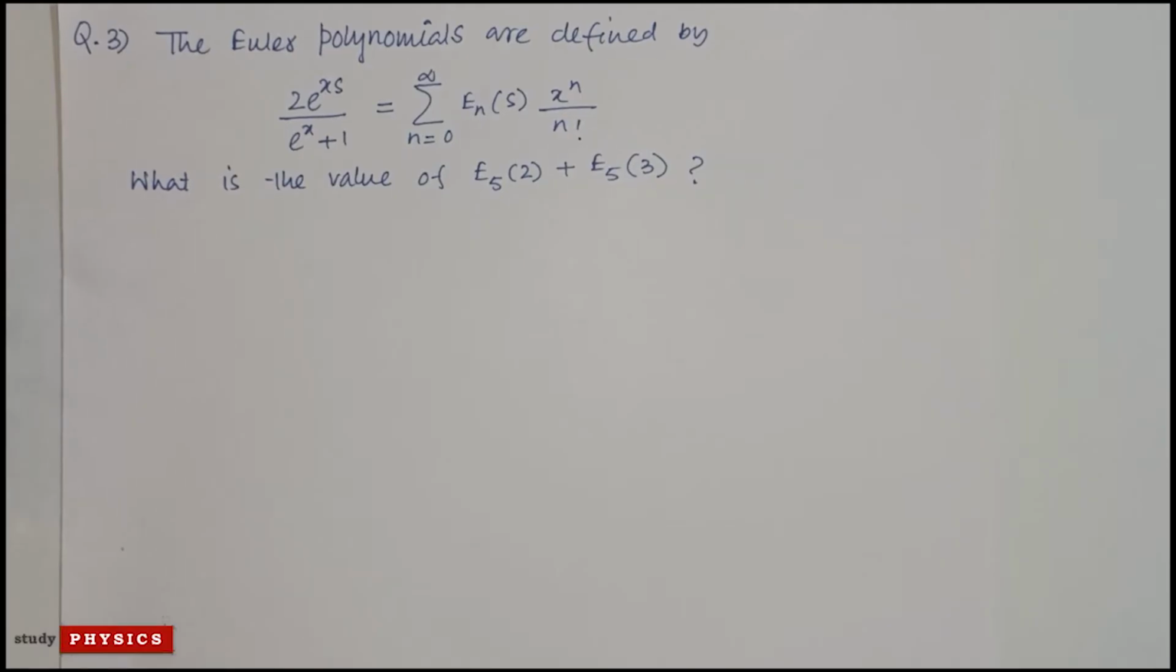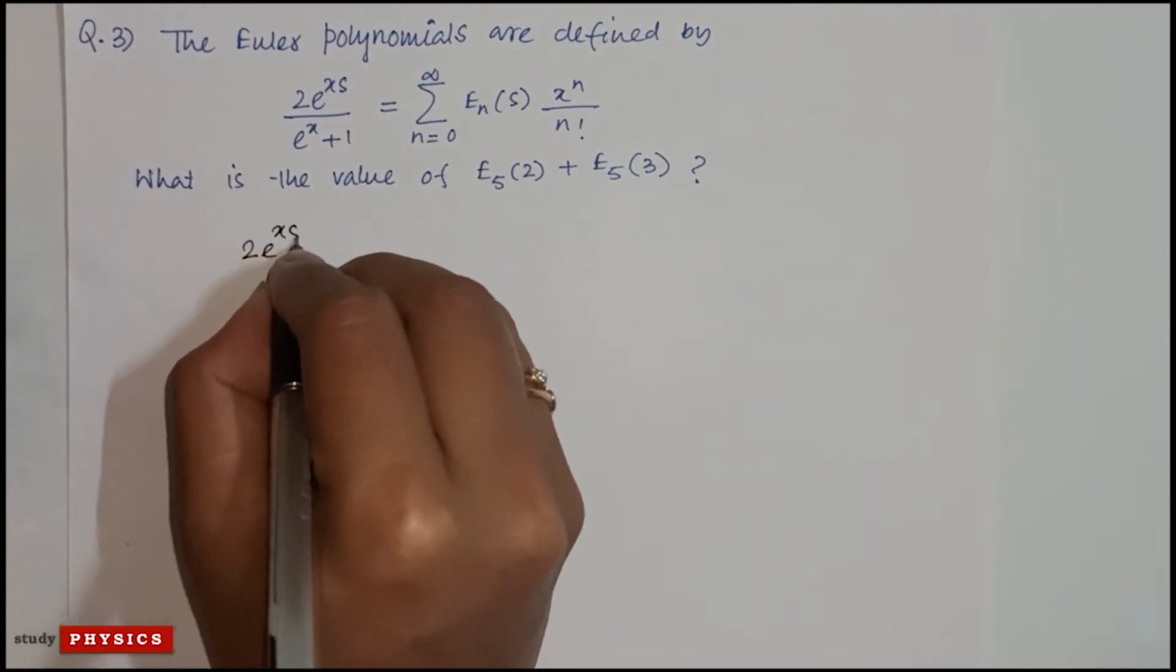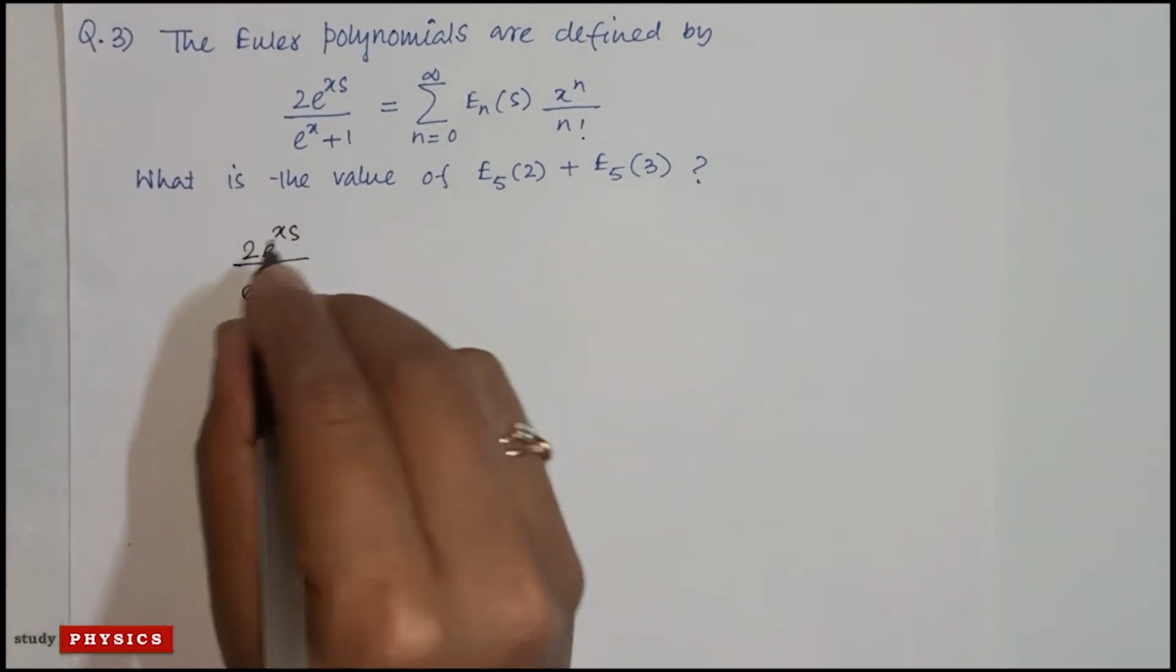Now question number 3 is: the Euler polynomials are defined by 2 e to the power xs divided by e to the power x plus 1 equal to the summation of n equal to 0 to infinity of En(s) x to the power n divided by n factorial. What is the value of E5(2) plus E5(3)? So first, 2 e to the power xs divided by e to the power x plus 1, we'll simplify this one first.